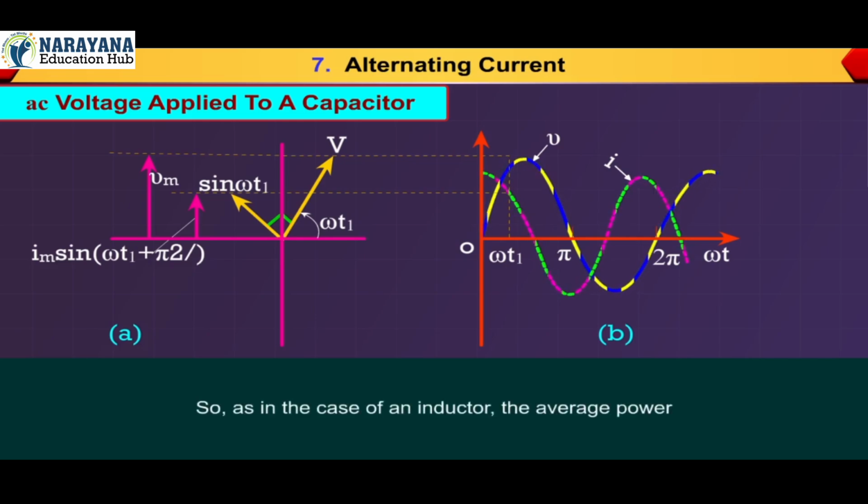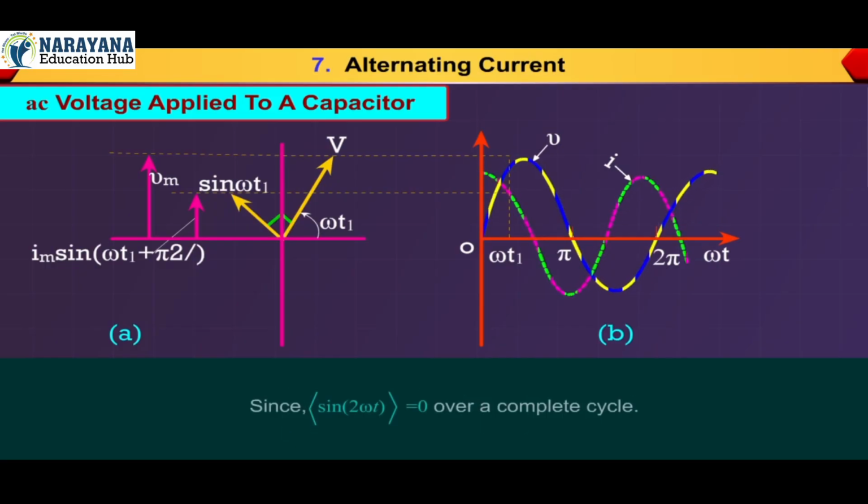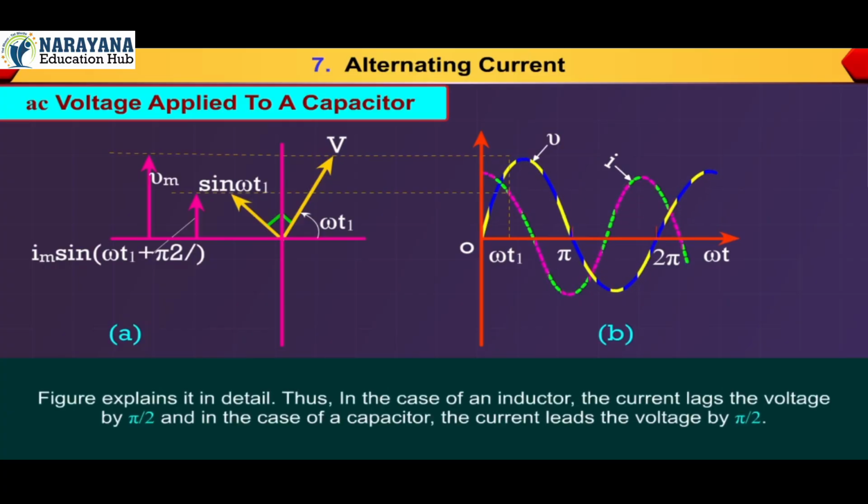So, as in the case of an inductor, the average power Pc = average of (Im Vm/2) sin 2ωt = (Im Vm/2) times the average of sin 2ωt = 0, since the average of sin 2ωt is 0 over a complete cycle. The figure explains it in detail. Thus, in the case of an inductor, the current lags the voltage by π/2, and in the case of a capacitor, the current leads the voltage by π/2.